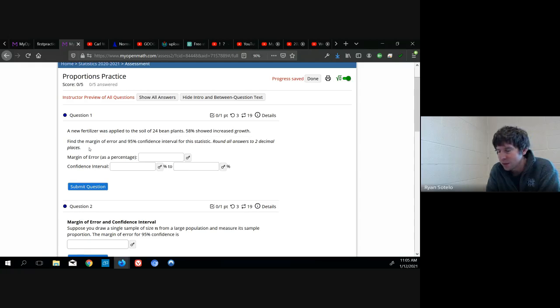All right, so if you see my first question, new fertilizer was applied to the soil of 24 bean plants. 58% of them showed increased growth. Find the margin of error and 95% confidence interval for this statistic. Round all answers to 2 decimal places. So these ones are proportions. They work just like what we had done before with confidence intervals and the sampling distribution questions. But now instead of mean values, we're going to use proportions. So it's slightly different, but it's pretty much the same thing.